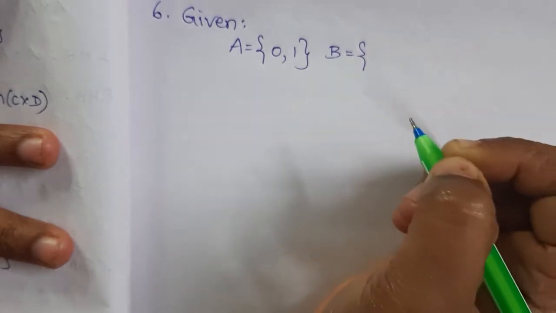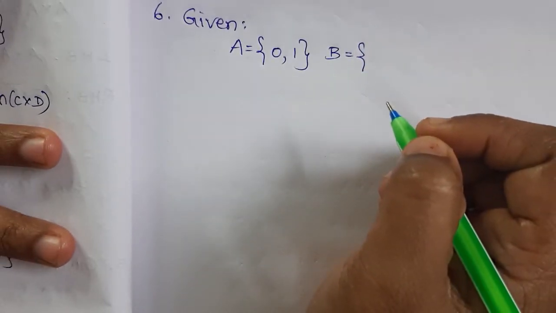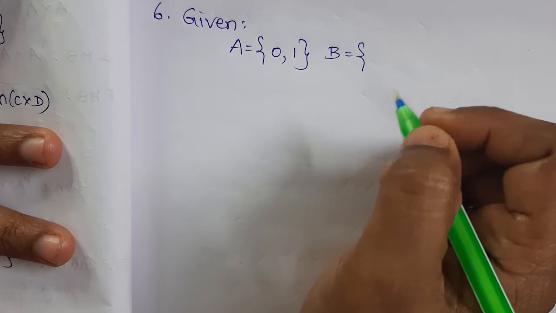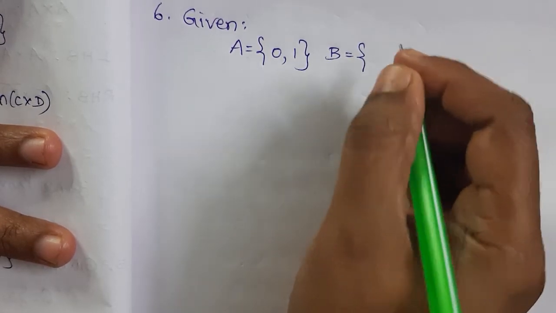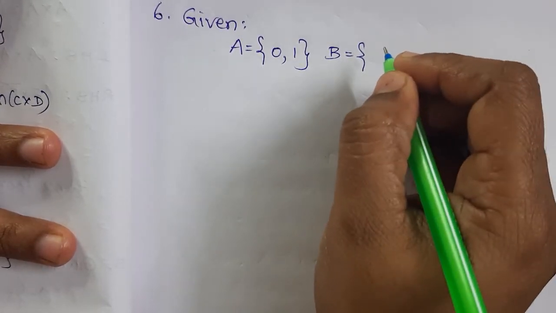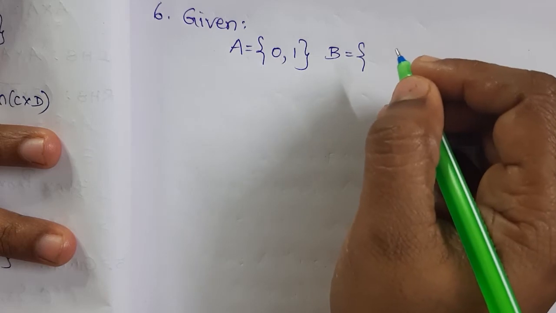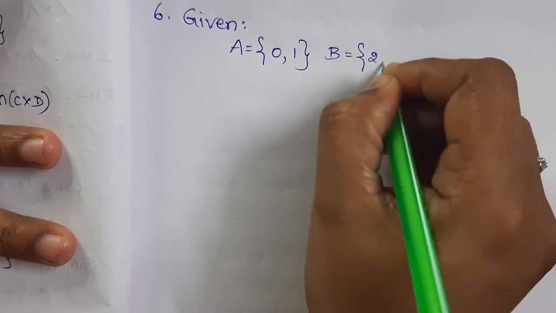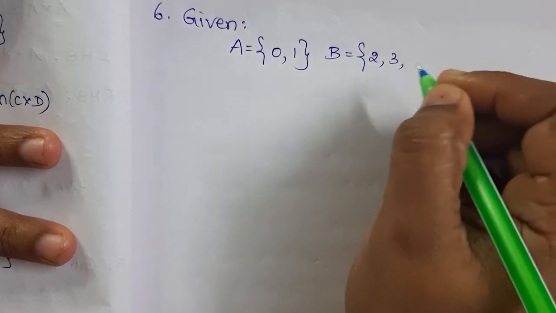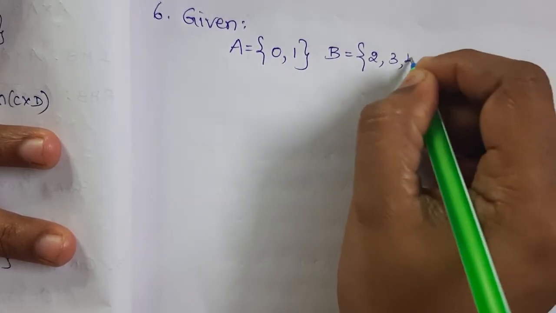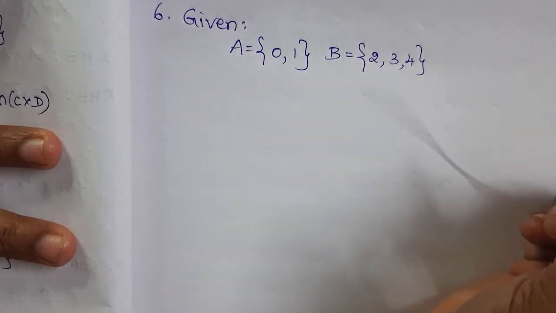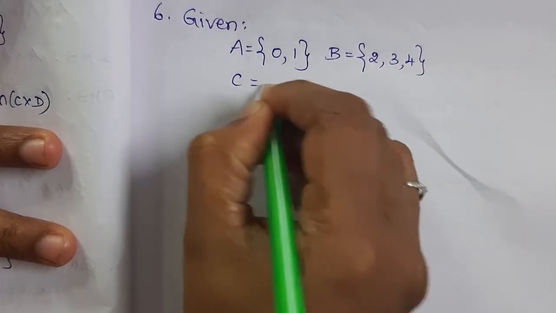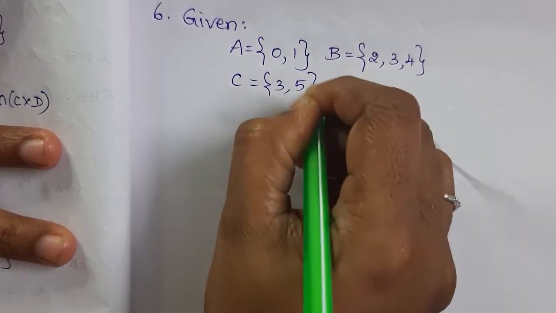Then set B. Set B is the set of all natural numbers where x lies between 1 and 4. Here it is given 1 less than x less than or equal to 4. So you should not include 1. We have to start from 2, 3 and less than or equal to 4, so you have to include 4. Then set C is given to be {3, 5}.